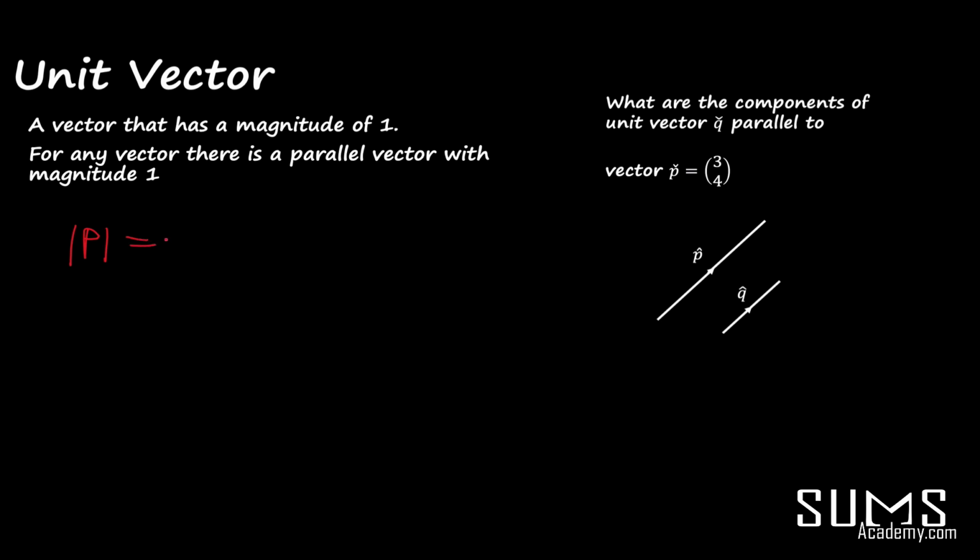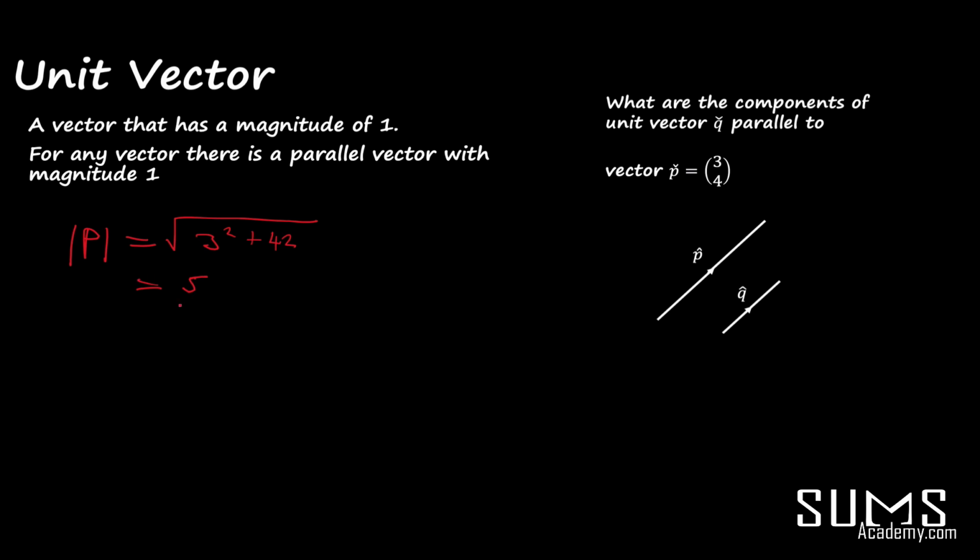We did that earlier, so that's just the square root of 3 squared plus 4 squared, because we just did the 3, 4, 5 triangle. This just comes out as 5. So the magnitude of p is 5. From our definition, we can see that for every vector, there's a parallel vector with a magnitude of 1. So what is it going to have to be to get a magnitude of 1 when this magnitude is 5?